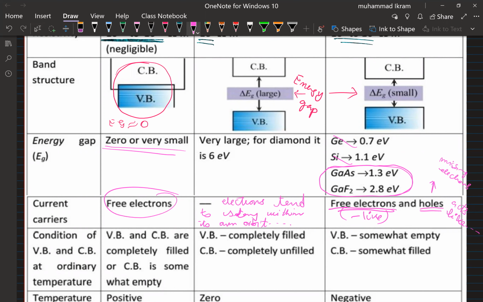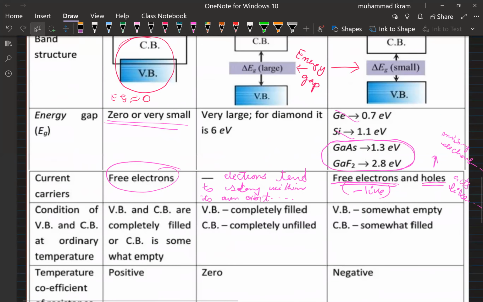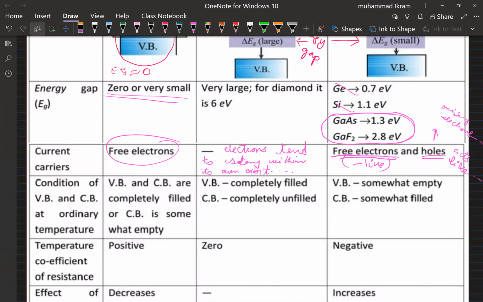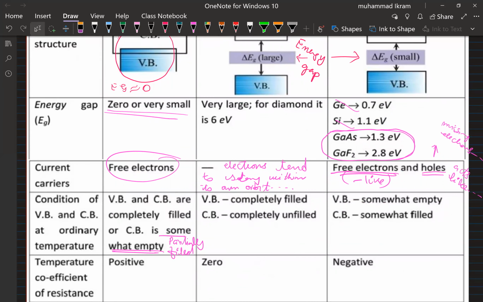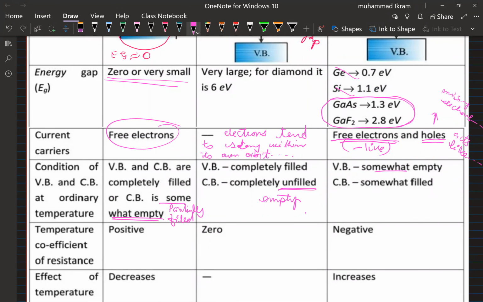Missing electrons, when you increase the temperature of such substances. At ordinary temperature, the valence band and the conduction band: in the conductors, the conduction band is somewhat empty, meaning partially filled. While in the insulators, the valence band is completely filled, while the conduction band is completely unfilled. Unfilled means empty. And here in semiconductors, the valence band is somewhat filled, somewhat meaning partially, and the conduction band is also partially filled.